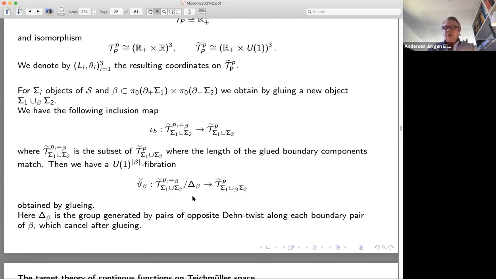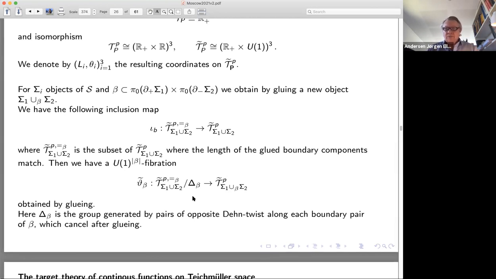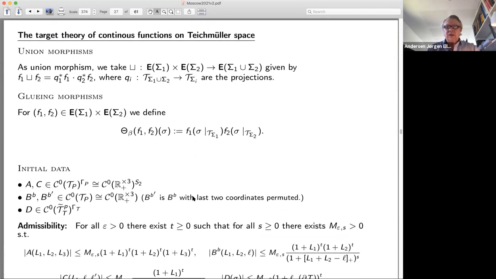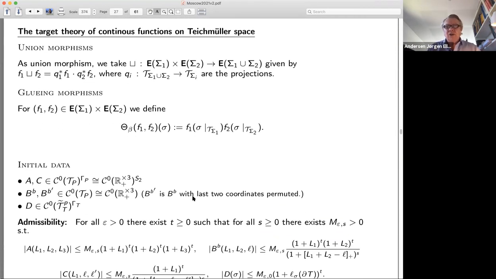Okay, so these are the two structures I have. I will come back to them a little later because it's simpler if I just consider continuous functions. The disjoint union morphism is obtained by saying that the Teichmüller space of a disjoint union of two surfaces is just a cross product of the Teichmüller spaces. So I have two projections onto the two factors, and I just pull back functions with respect to the two projection maps and multiply them. That's the disjoint union morphism.